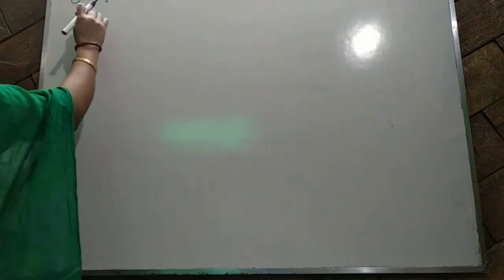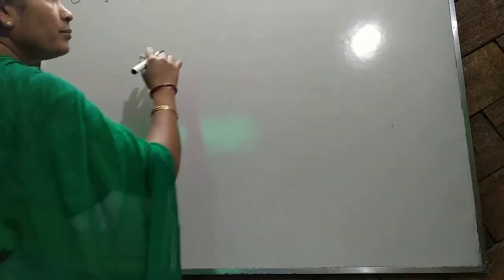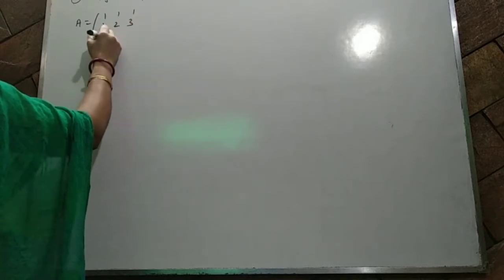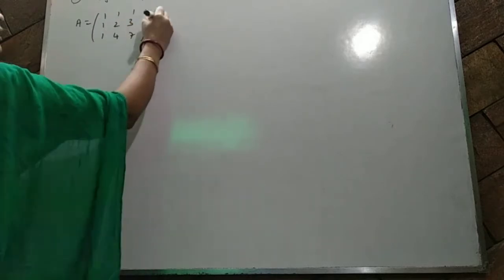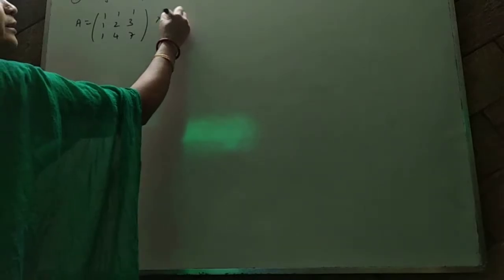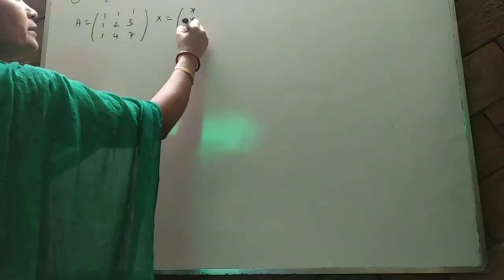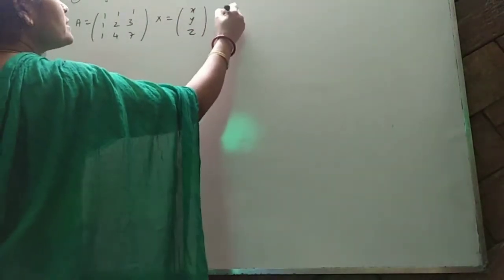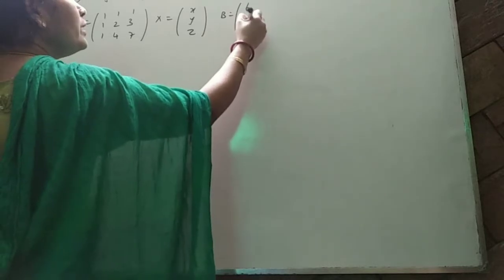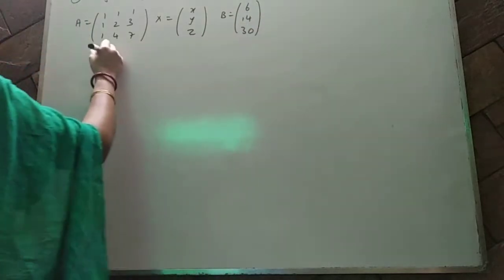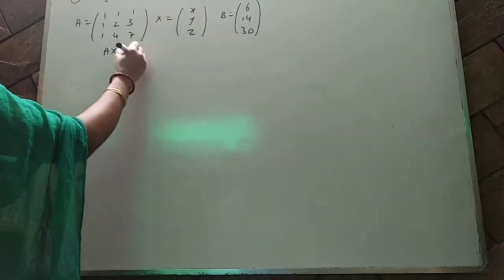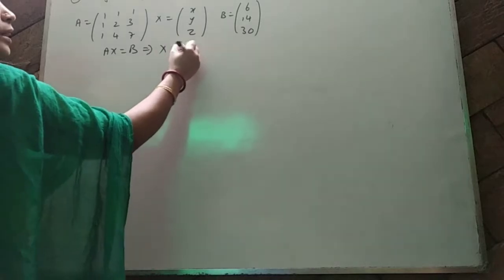Okay, fine. Now solve the equation by matrix method. Let me connect all this in matrix form: A matrix is 1 1 1, 1 2 3, and 1 4 7. X matrix is X Y Z, and B matrix is 6, 14, and 30. Now the system can be written as AX = B, which implies X = A inverse B.